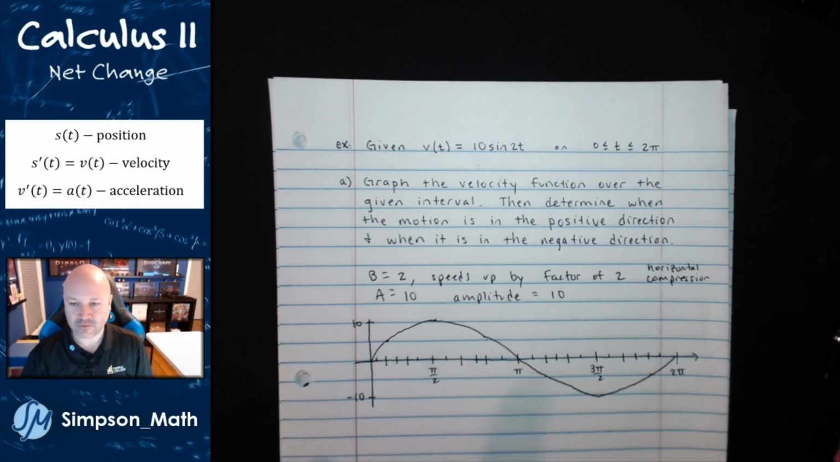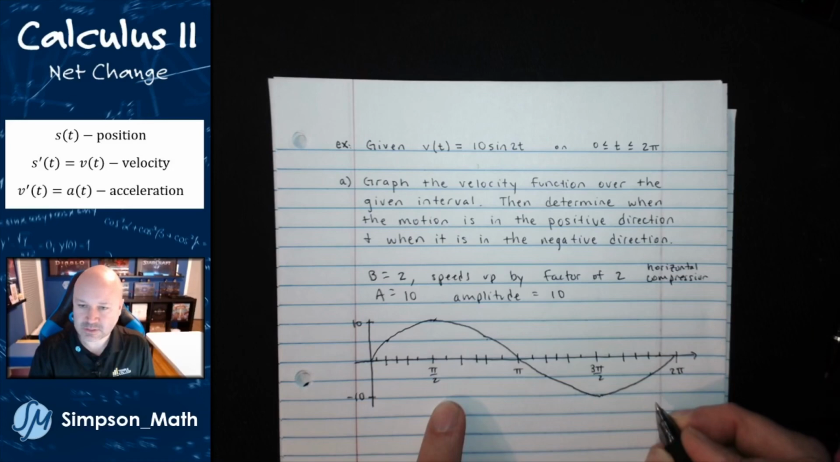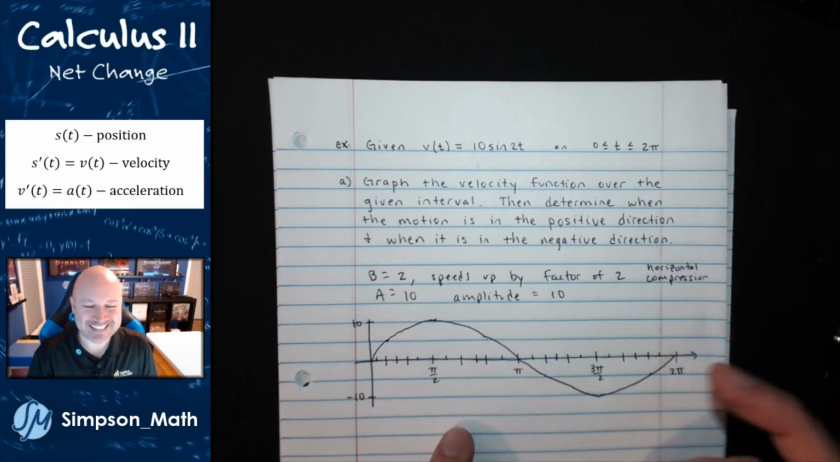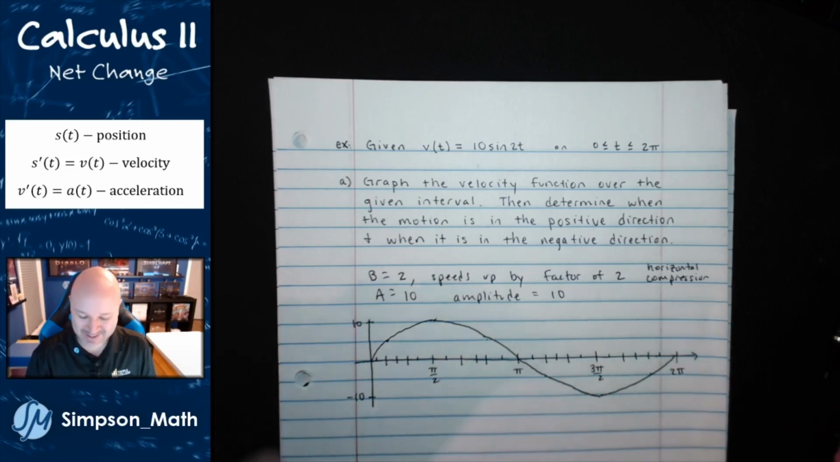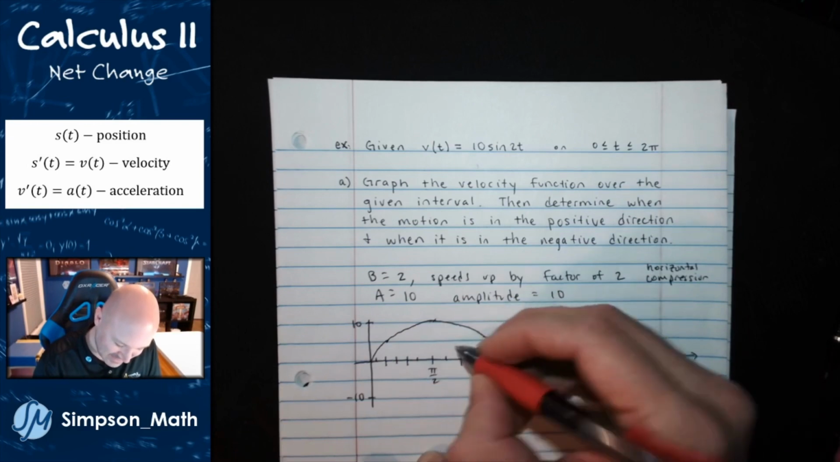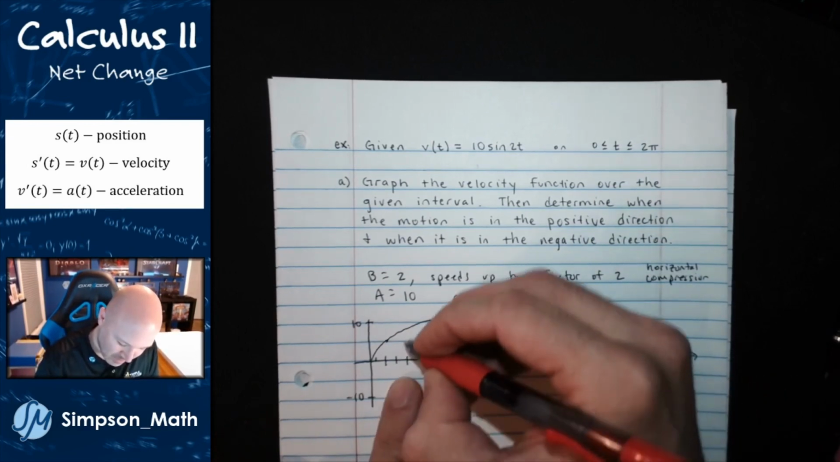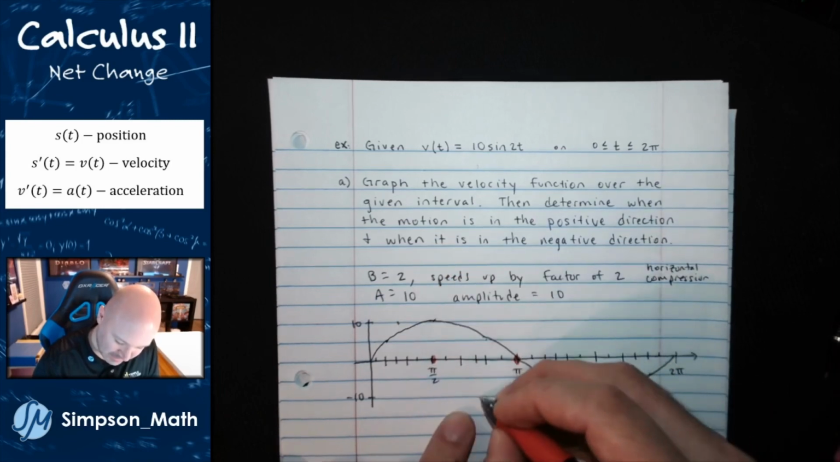There we go. I have graphed 10 sine 2t. No, I didn't. I graphed 10 sine t. Let me change color and fix my mistake. I'm going twice as fast, so I should be done by the time I get here. So I should be 0 there. So at pi fourths, I should reach my maximum.